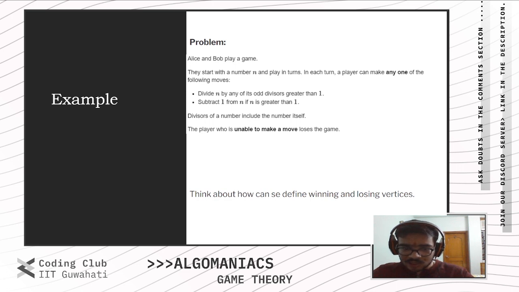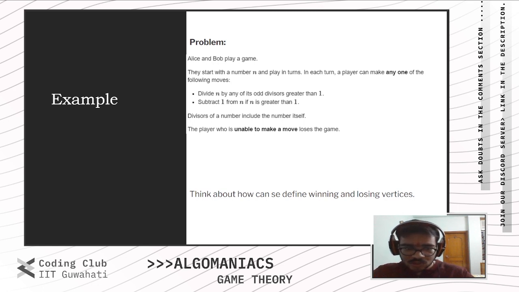So I claim that all these states are winning vertices, because if Alice gets number 3 or 5, any odd number, and it is divided by the number itself, that's 3, so Bob will get 1 and he can't make any further move, so he has lost the game and Alice won the game. So all the odd numbers are winning vertices.